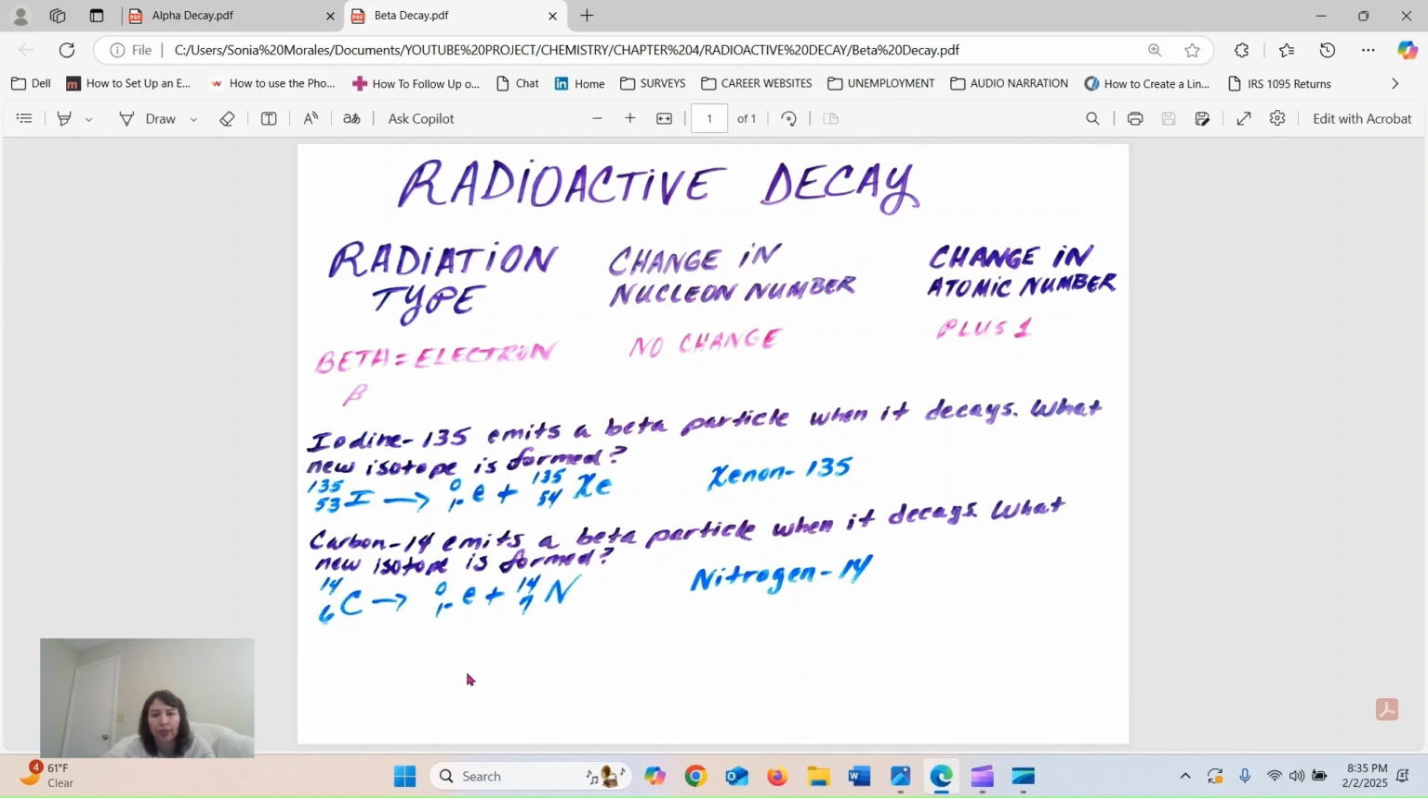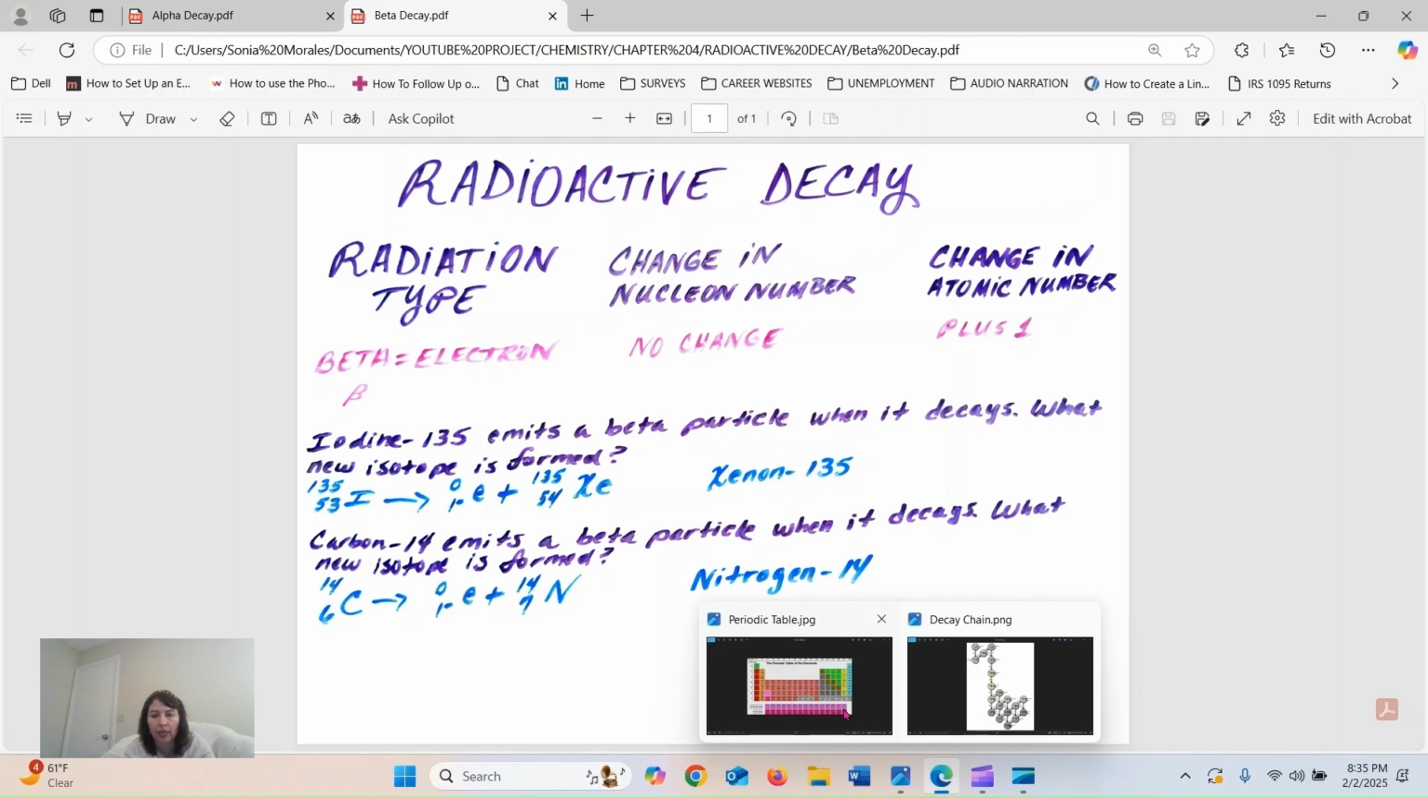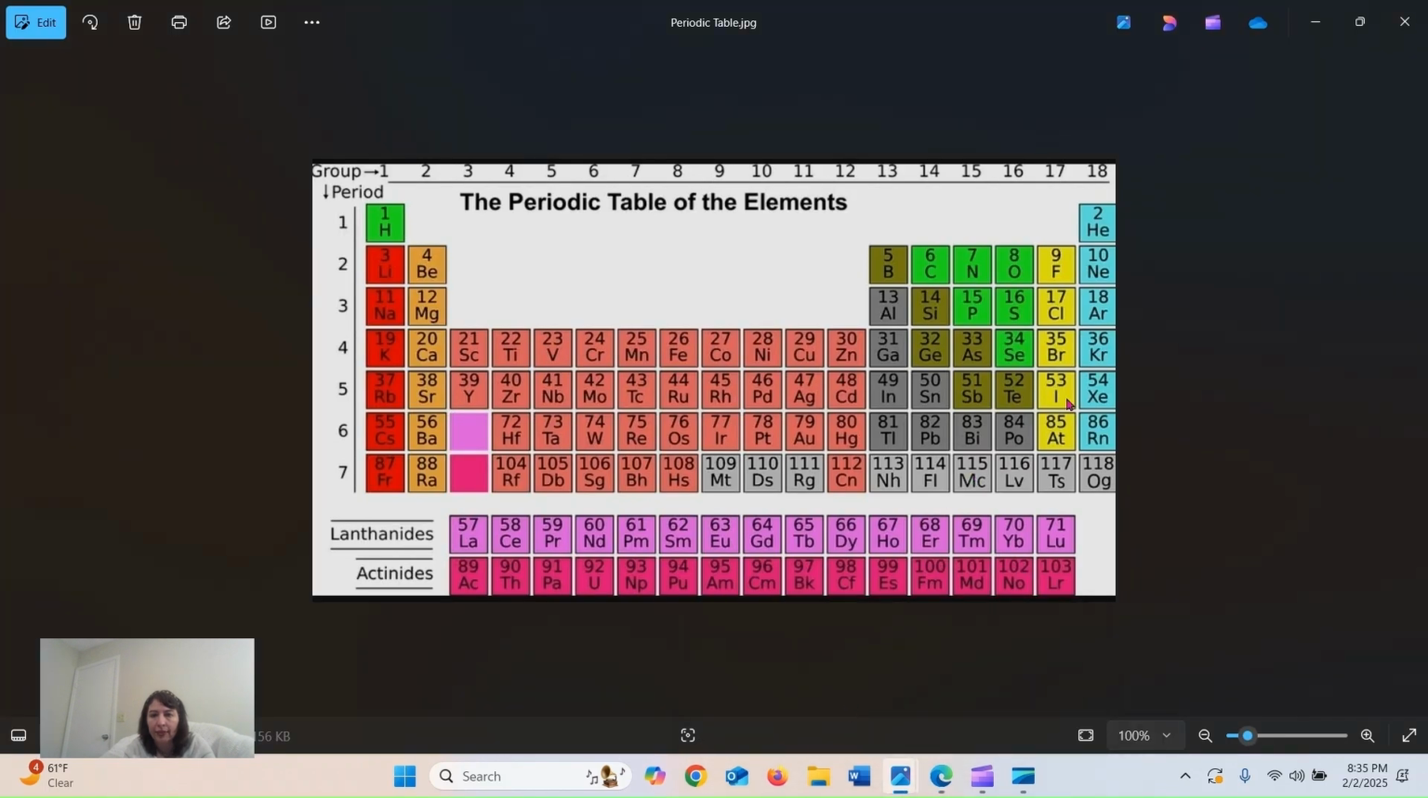Well, once again, we're going to use the same annotation. Here's iodine, the letter I. The top number is the nucleon number of 135 that we grabbed from here. And we had to put the atomic number 53. And you get that from the periodic table of elements once again. So let's go to element 53, and that is iodine.